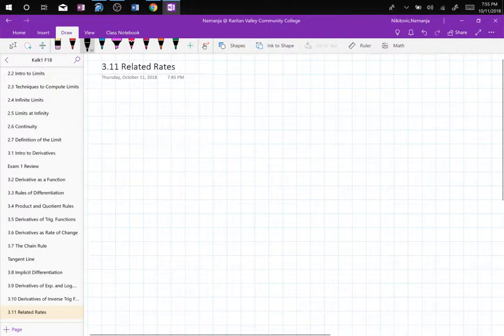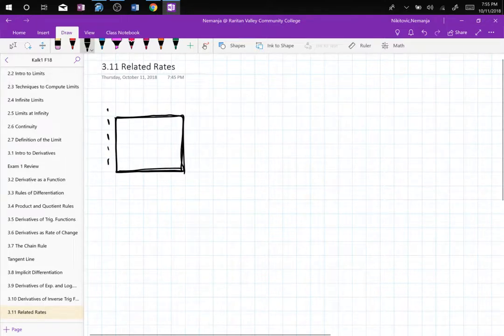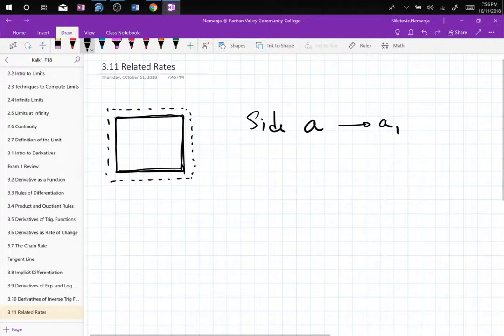So if you observe some kind of, let's say, metal plate that is exposed to heat, that metal plate is going to expand. So side A will grow into side A1, and then area A will also grow into some A1.